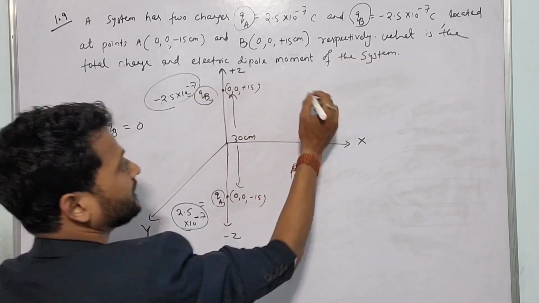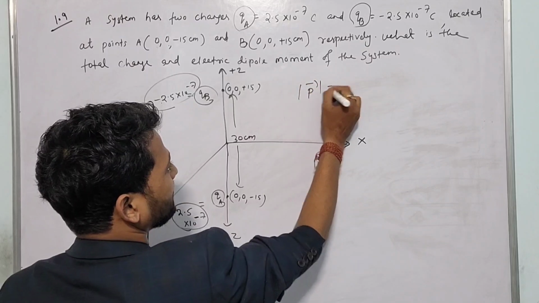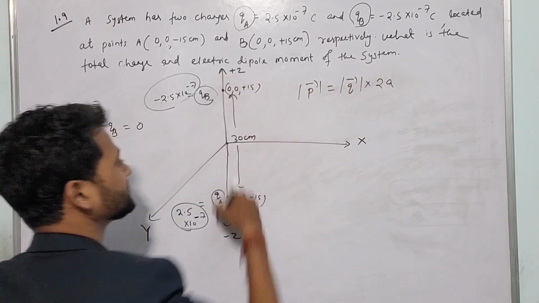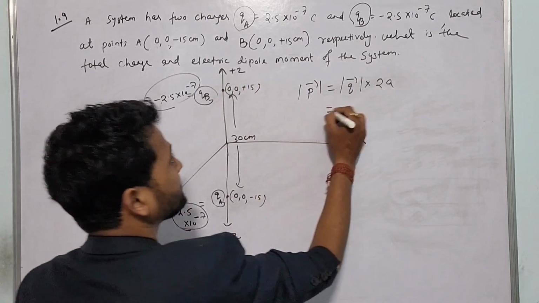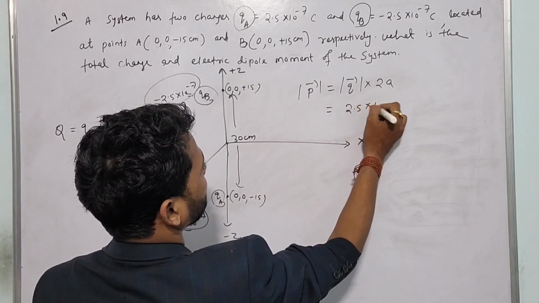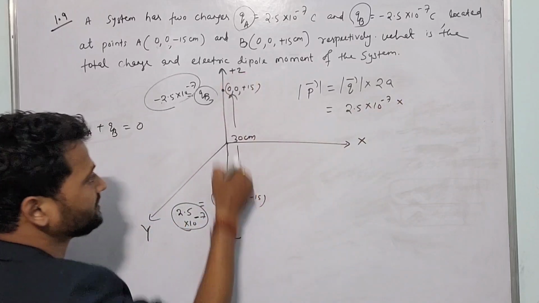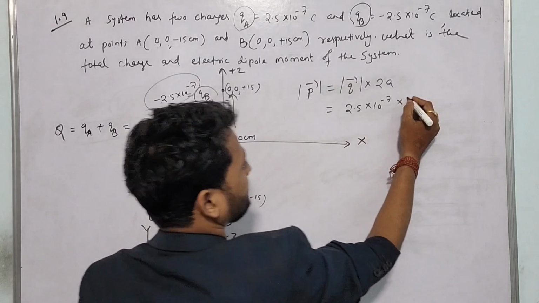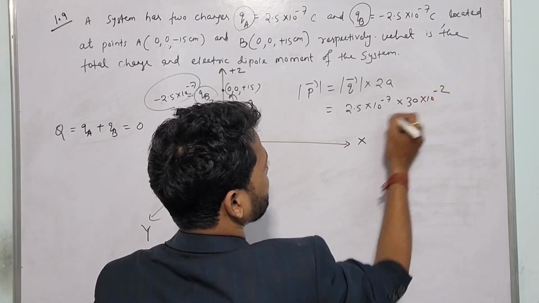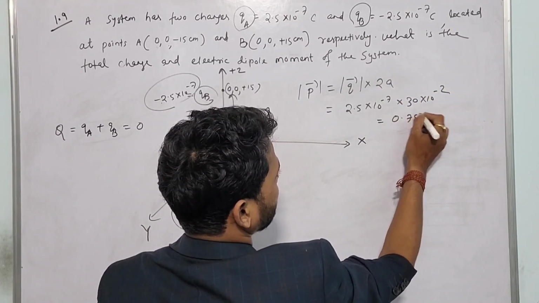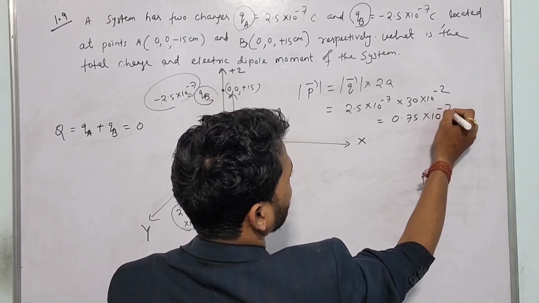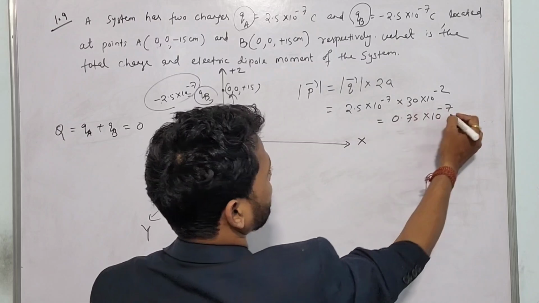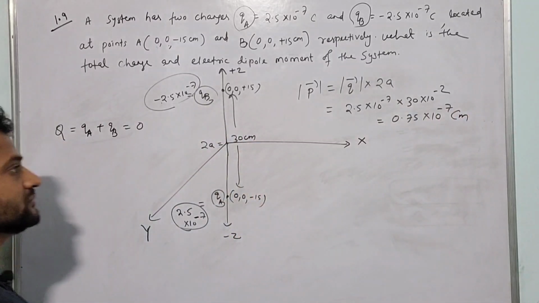We'll find out the dipole moment. You know, what is the magnitude of the dipole moment? The mod of any charge into the separation between the two charges. Mod of the charge is how much? It is 2.5 into 10 to the power minus 7 coulomb. And what about its separation? This distance is 2a, 30 centimeter, so 30 into 10 to the power minus 2. So it is coming 0.75 into 10 to the power minus 7 coulomb meter.